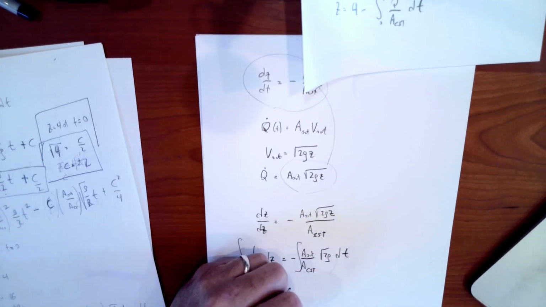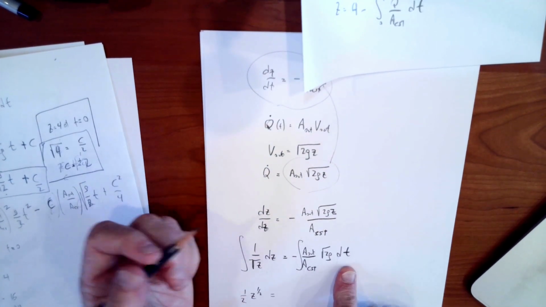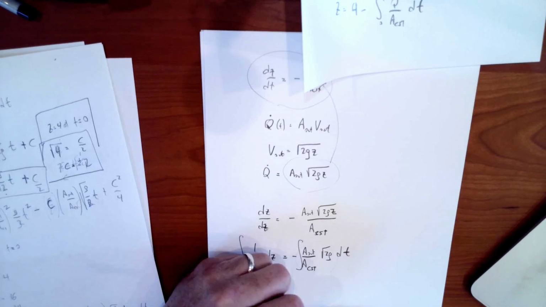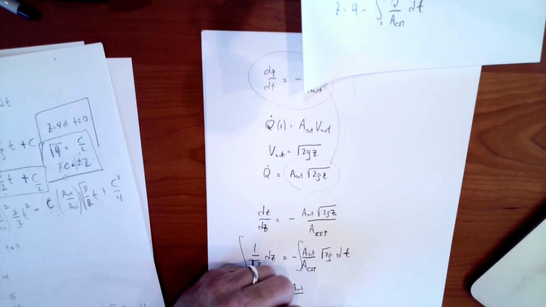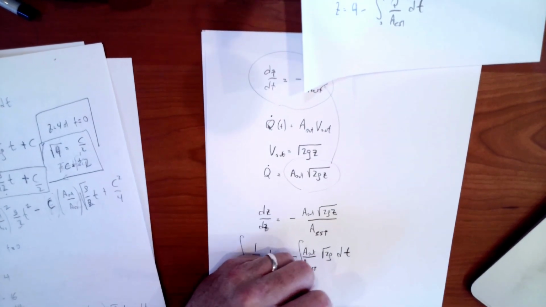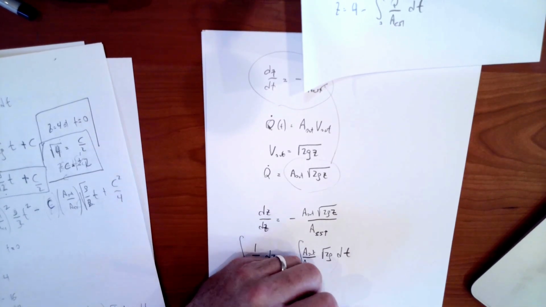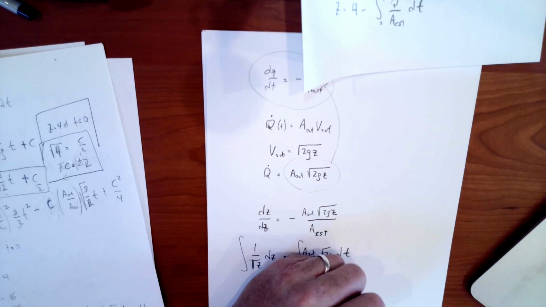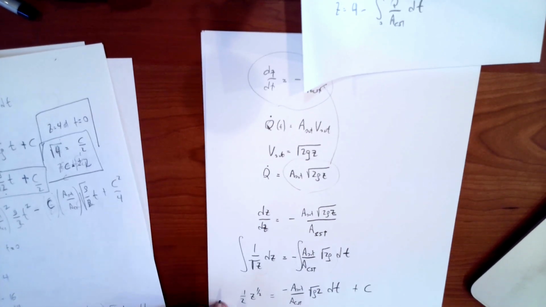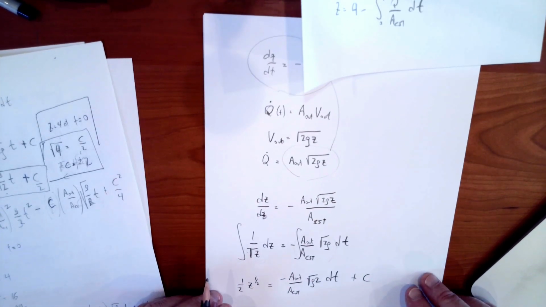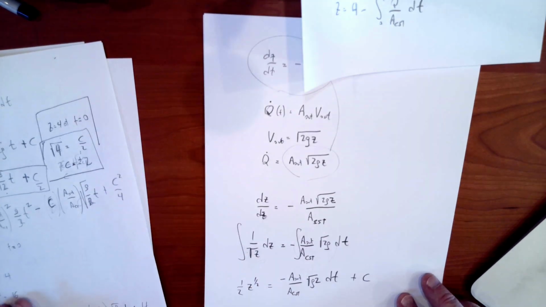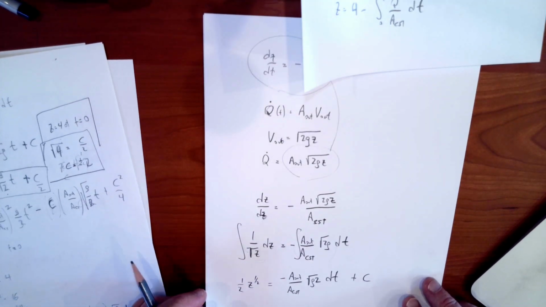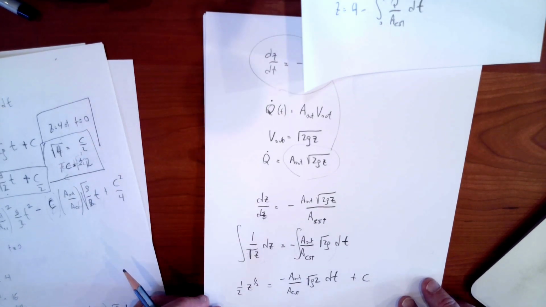On the right side, everything's a constant except dt. So that's just going to be all that stuff times t. And of course, I have to put in a constant of integration. So there's my constant of integration. All right, so that's what this looks like. Basically, I have the answer.